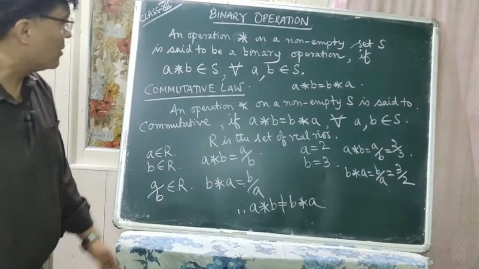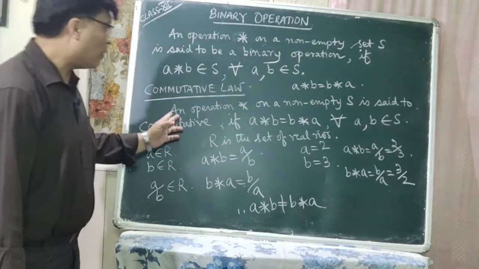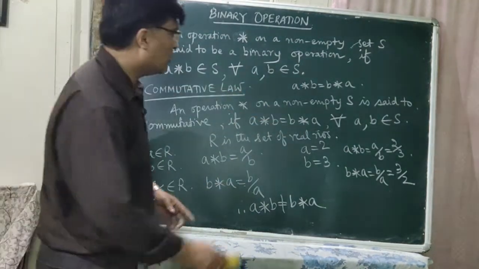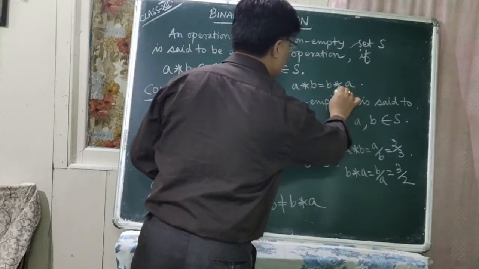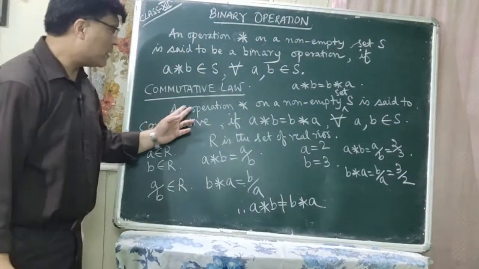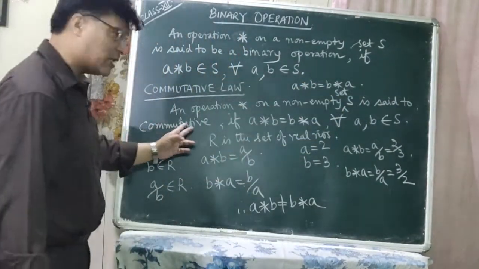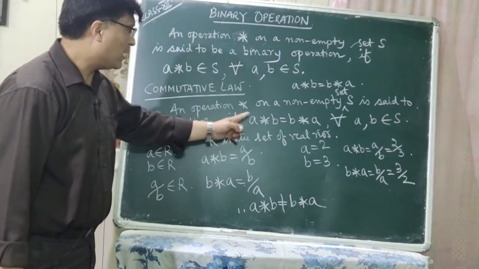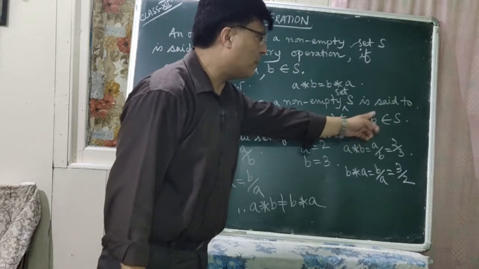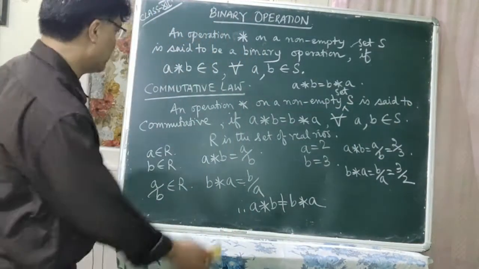Is that clear now? So what is the definition of commutative law or commutative property? An operation star on a non-empty set S is said to be commutative if A star B is equal to B star A for all A, B belonging to the set S. So that is the definition of the commutative law.